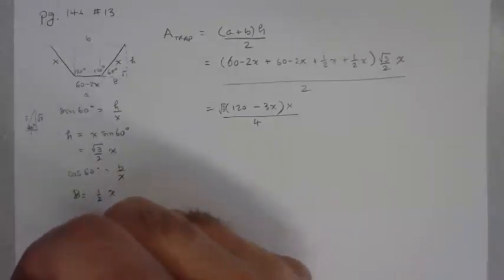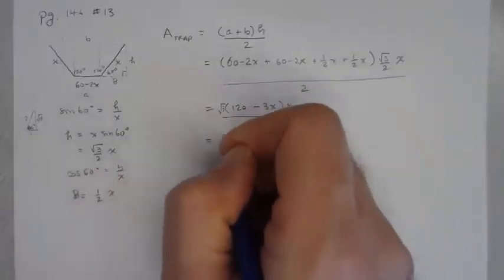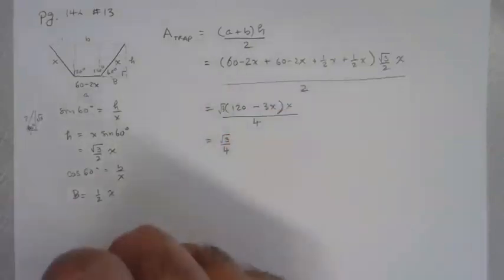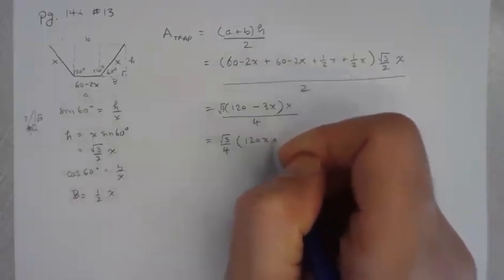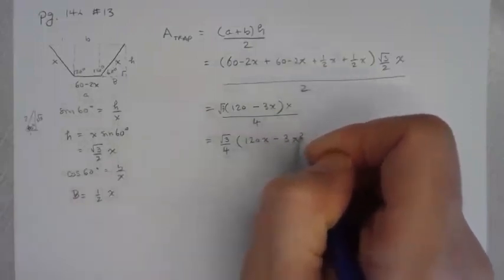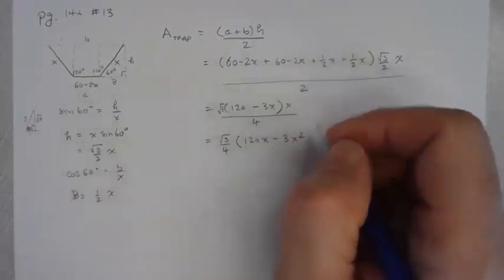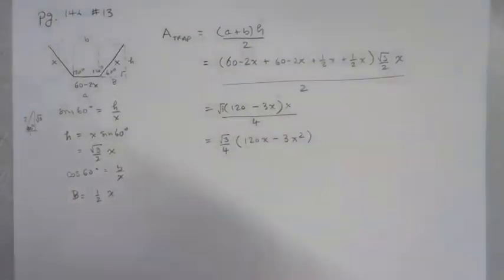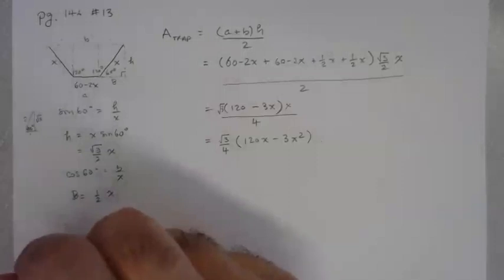All right, and I would even clean this up a bit more, because I definitely don't want to use the product rule. So I've got my root 3 over 4 here, which is just going to be a constant. And then what do we have? We have 120x minus 3x squared. Okay. And that looks fine. All right. So any other questions so far?